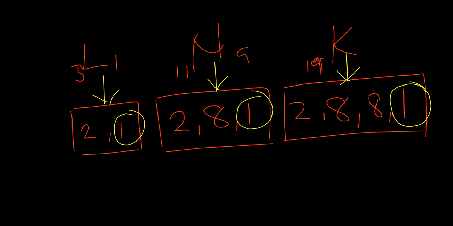Now there's this other thing we need to remember. Normally the valence electrons of an element determine their chemical properties.